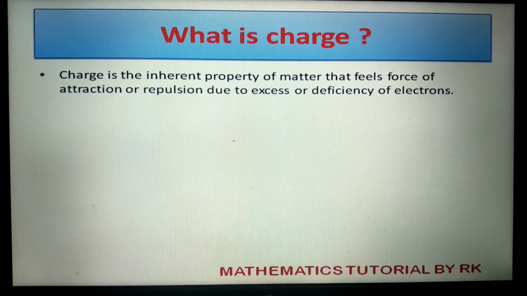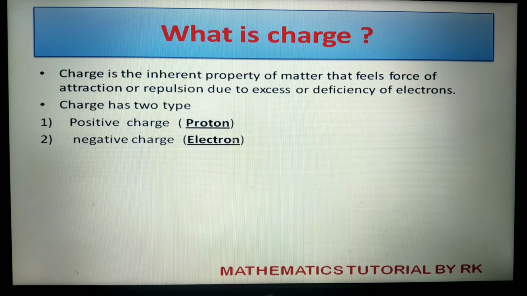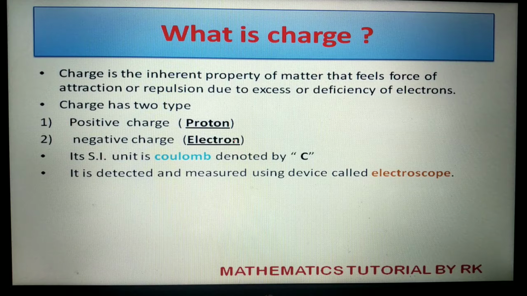Now what is charge? Charge is the inherent property of matter that feels a force of attraction or repulsion due to an excess or deficiency of electrons. When charges are opposite, they attract each other. When the charges are the same, they repel each other. There are basically two types of charge, positive and negative. Positive charge is carried by the proton, whereas negative charge is carried by the electron. The SI unit of charge is the coulomb, denoted by capital C, and it is detected and measured using a device called an electroscope.